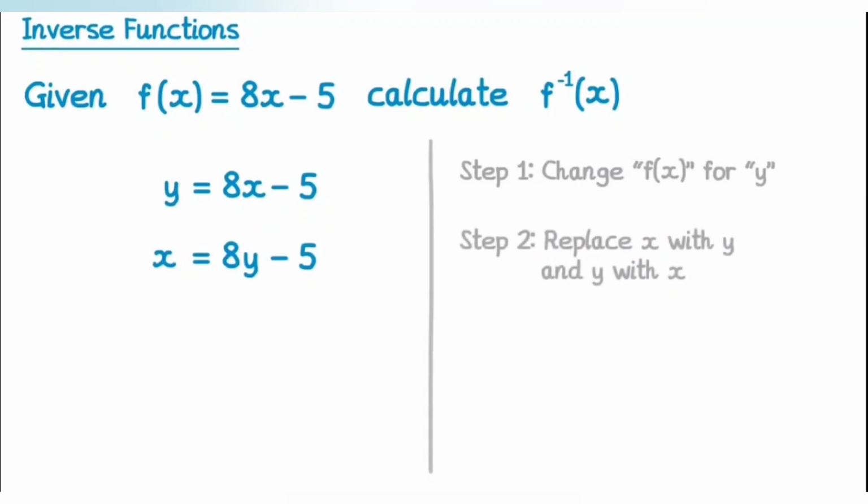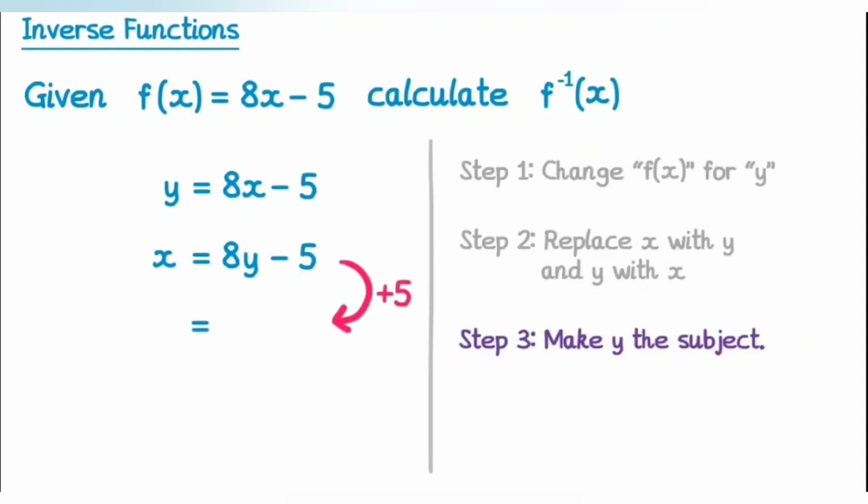Then we move on to step 3, which is to make y the subject. So we need to do a bit of rearranging. First of all, I'm going to add 5 to both sides. If I add 5 to the right-hand side, that'll cancel the negative 5 that's there and leave me with 8y. And if I add 5 to the left-hand side, well, there's already an x there, so I just need to add 5 to that, so that's x plus 5. We've got one more step to go.